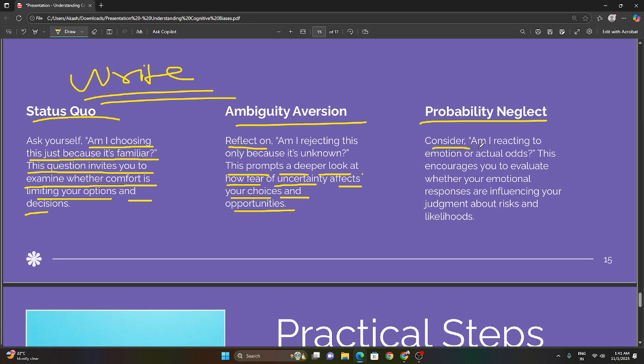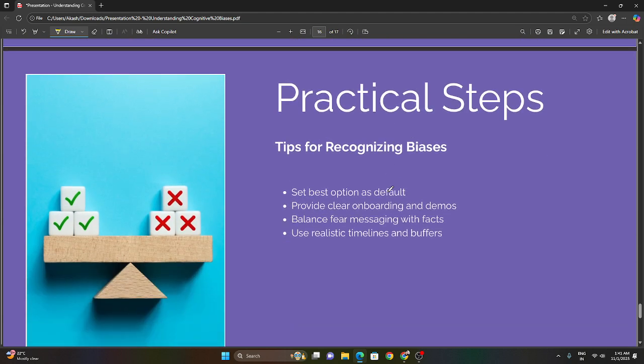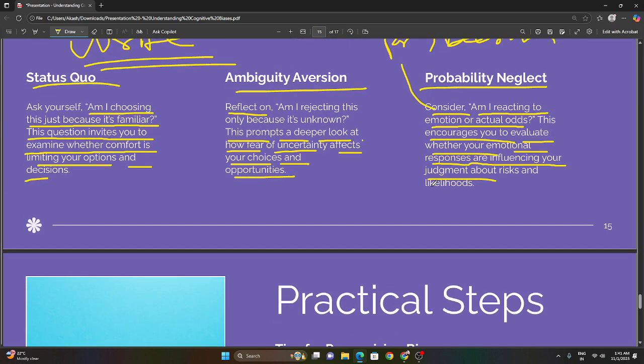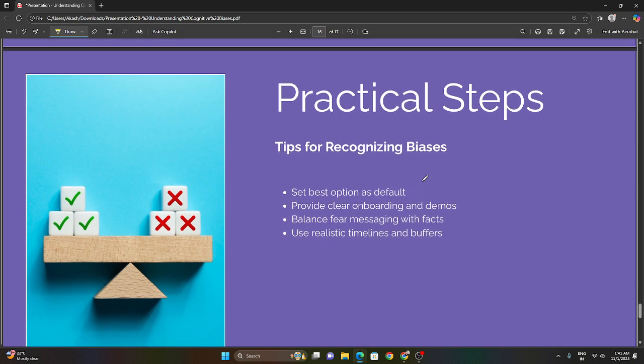Probability neglect. Consider, am I reacting to emotions or actual odds when it comes to that product, that decision? Ask yourself, write it down. This encourages you to evaluate whether your emotional responses are influencing your judgment about risk and likelihood. So these are the more practical ways that you can write down how these things are acting in your real life.